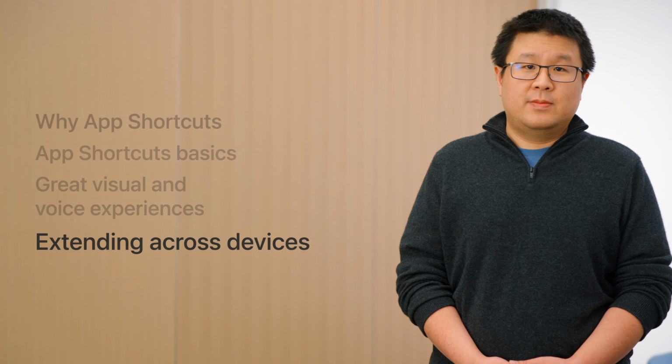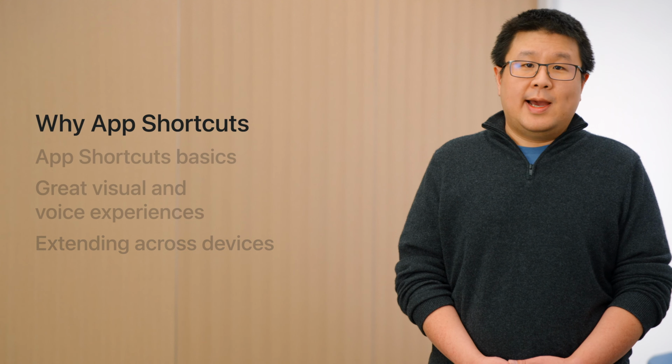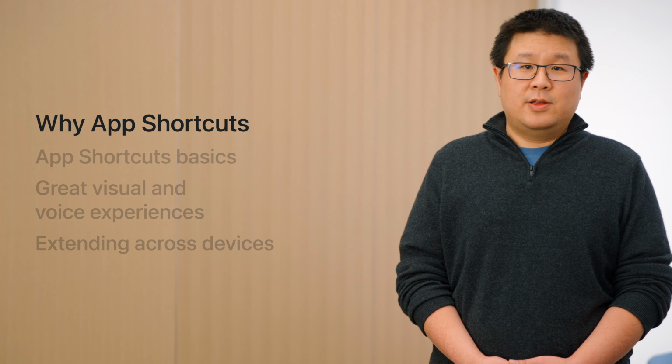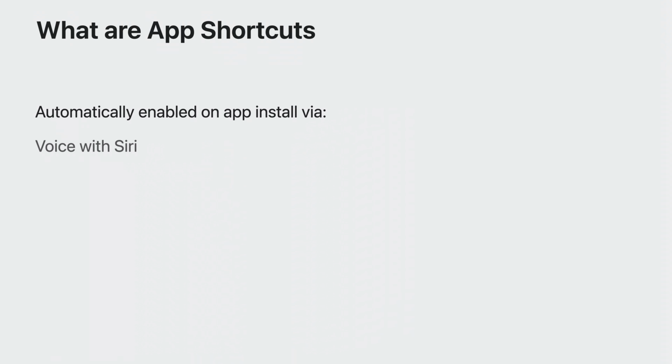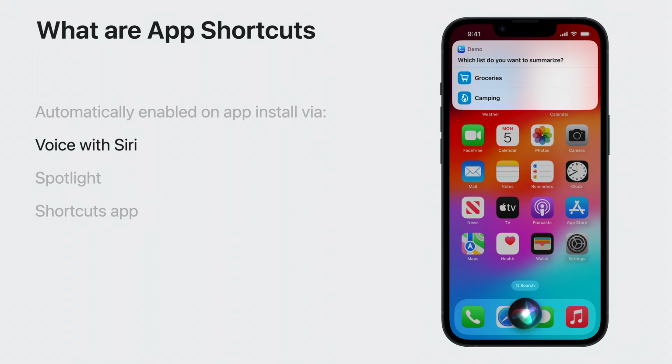To start, app shortcuts make it easy to discover and use your app's functionality. They're automatically available as soon as your app is installed and require zero user setup. Unlike in iOS 15 and before, there's no need to use the Shortcuts app or use the Add to Siri button to set up an app shortcut before using it.